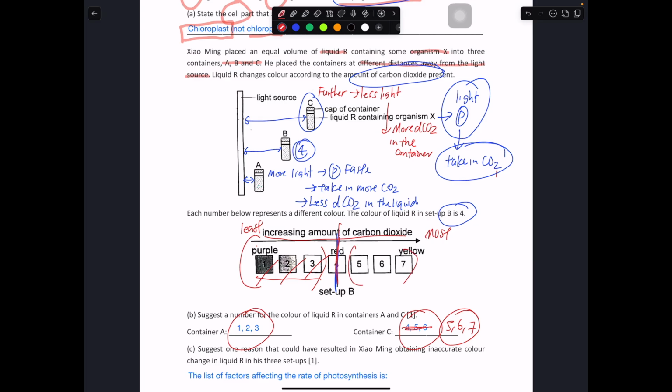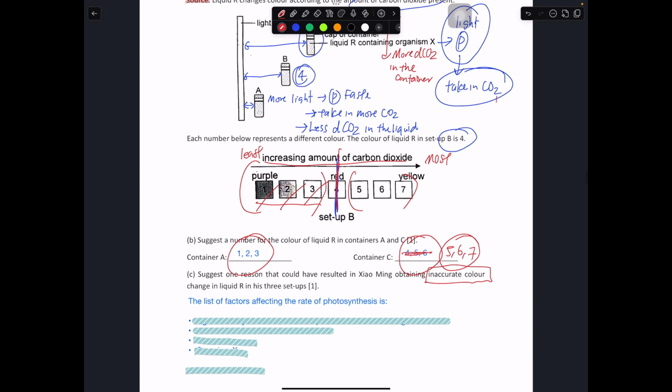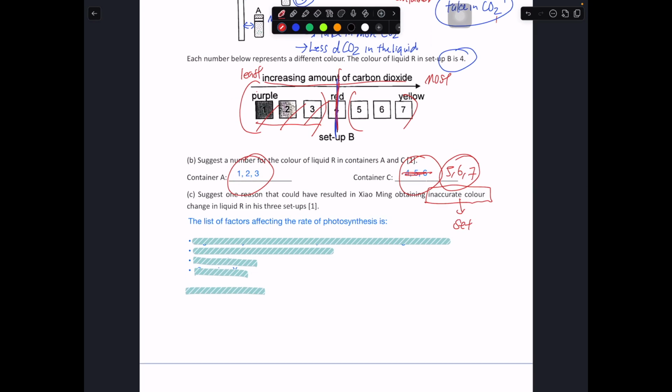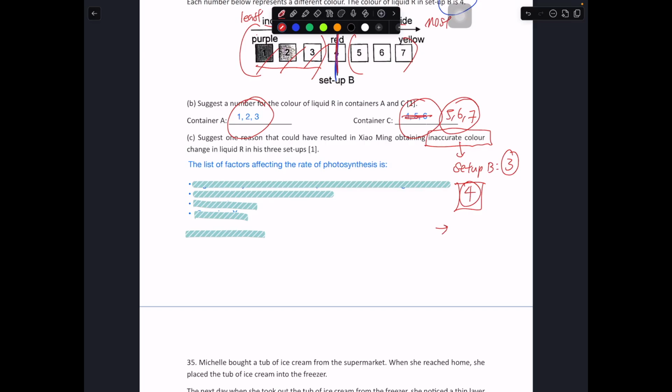Okay, from here onwards. Suggest a reason that could result in Xiaoming obtaining inaccurate color change in the liquid R in all 3 setups. What it means, in this case, by inaccurate color, is that maybe for setup B the actual answer should be 3, but somehow he gets 4. So what could have led to this inaccuracy? That means there must be something in this setup that was not kept constant, that led to the amount of carbon dioxide being different.